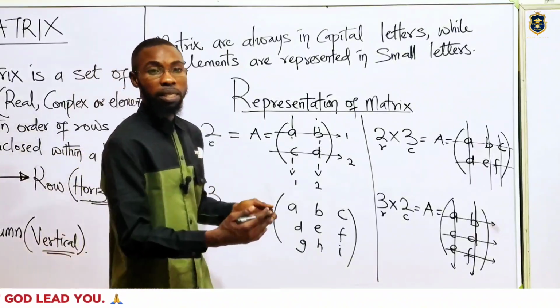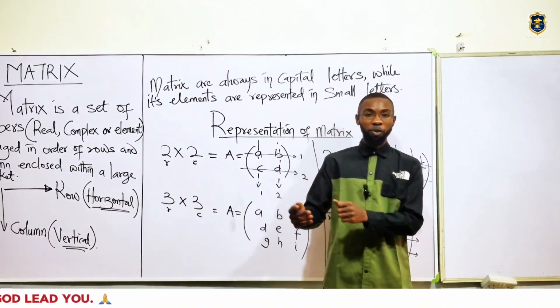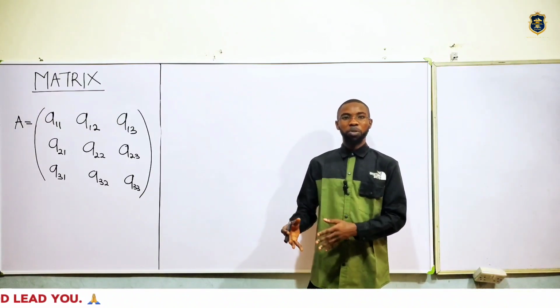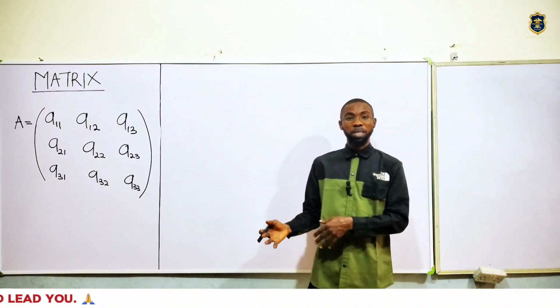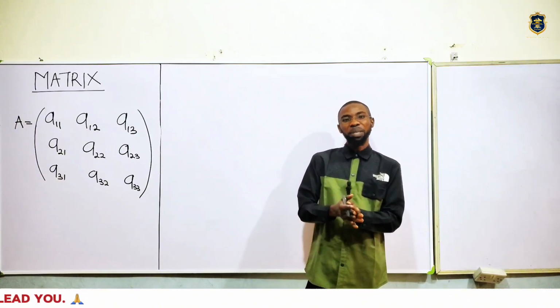Just in twos and in threes. Maybe as we proceed, as we progress, we'll be looking at other advanced forms of how matrices are represented. Now, having known what matrices are, and having known how to represent matrices by their rows and columns, let's look at how to locate the elements in a matrix.